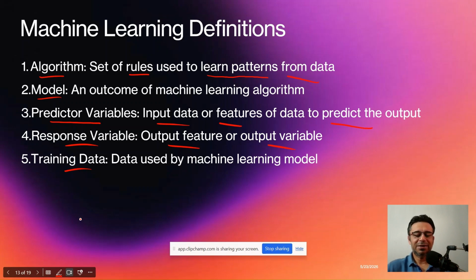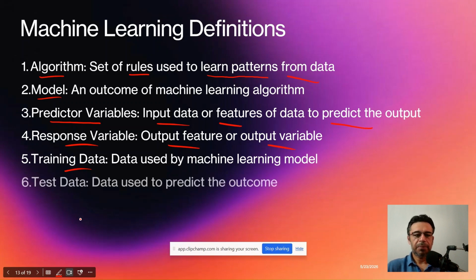So training data is the data that you need so that you can train the model. And then you will have the test data. Once the model has been created based on the training data, you need to check the evaluation. You need to check whether the model is working fine or not. So you will have some test data as well, data used to predict the outcome. But before you predict the outcome based on totally new or fresh data, you will use some test data.